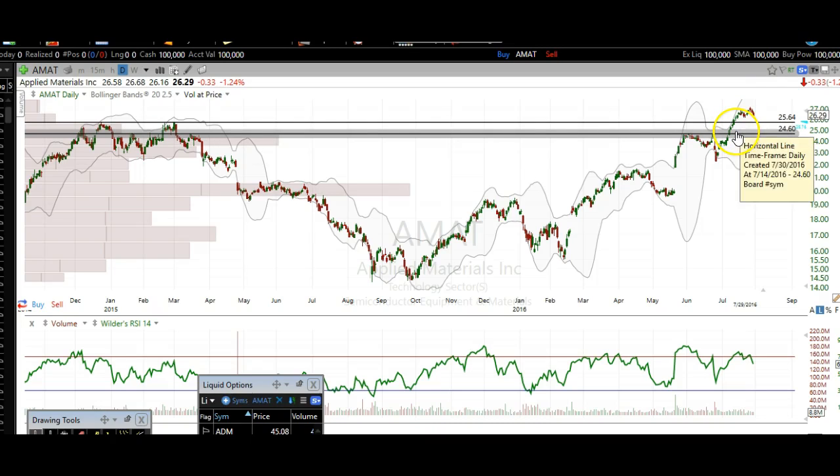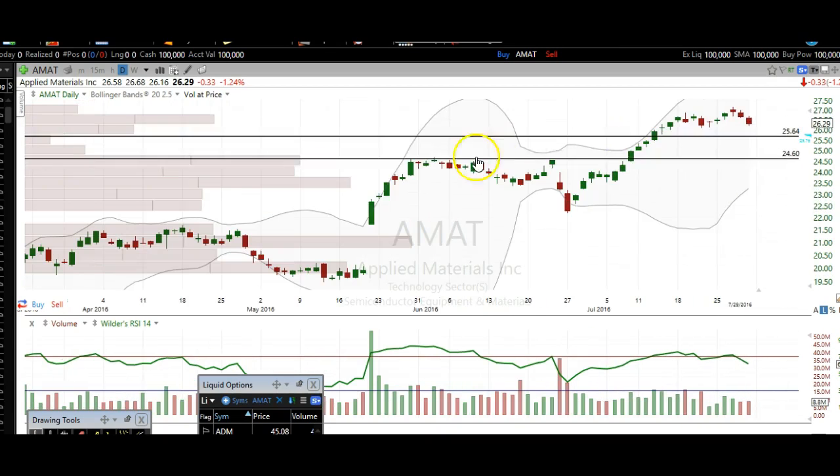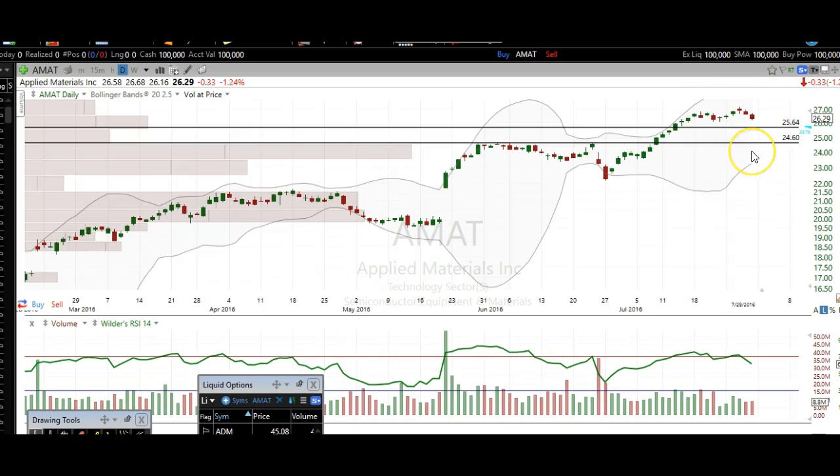Below that, we've got some more support, a little bit below $25 near the 24.50 range, and that's from the resistance that we had here. And now that we're above that, we broke above it with this candle right here. Now that we're above that, it's going to act as support if we do end up going down there.